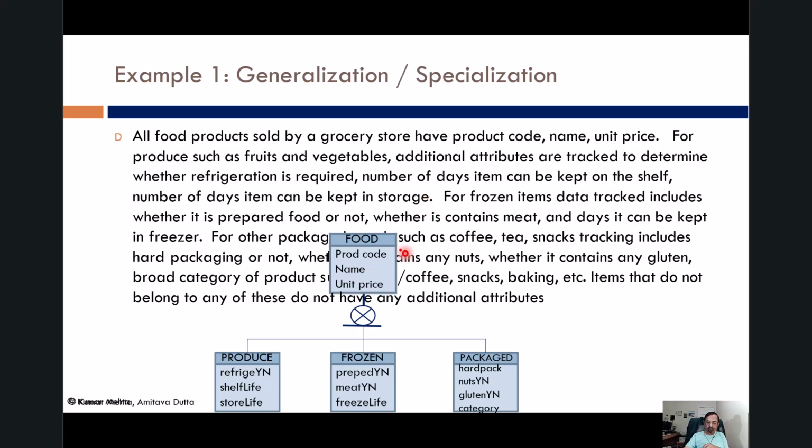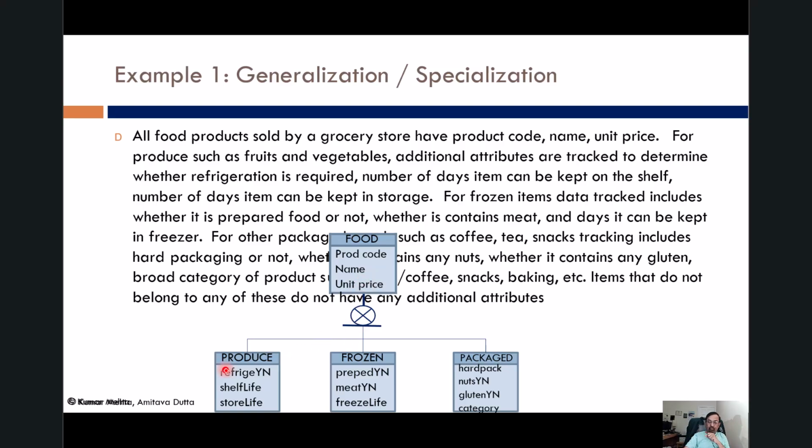What would you capture from this narrative as the underlying data structure, the structure of the data corresponding to this narrative over here? First of all, you have this supertype of food. So this grocery store carries all kinds of products. And what this box on top is telling you is all food products, regardless of their category, have a product code, have a name, and they have a unit price. So that's the supertype.